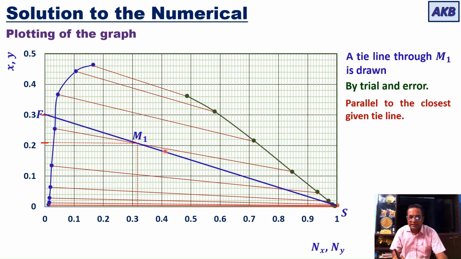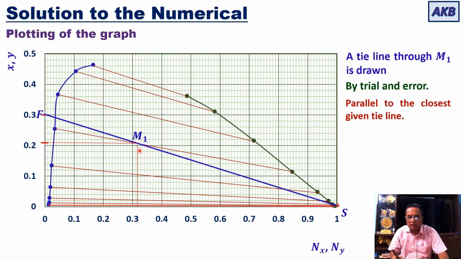The red tie lines are the tie lines that are given to us, the equilibrium data. So we will look at the closest tie line, and we will draw a tie line passing through M1 that is parallel to the closest tie line. So for example, in this case, this particular tie line is closest to the point M1. So we will draw a tie line that is parallel to this given tie line and that passes through M1. I hope you are understanding.